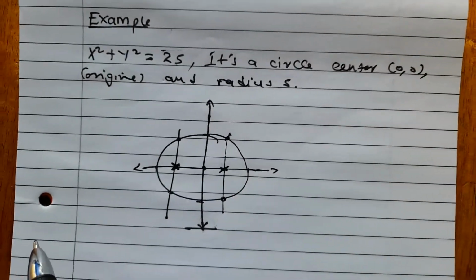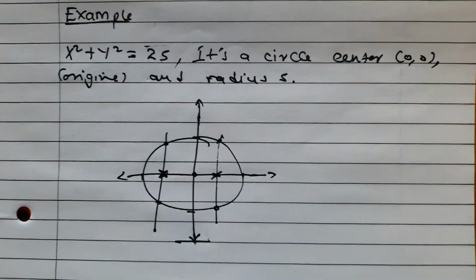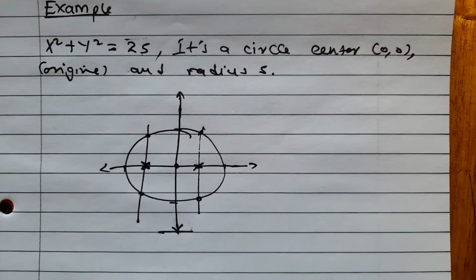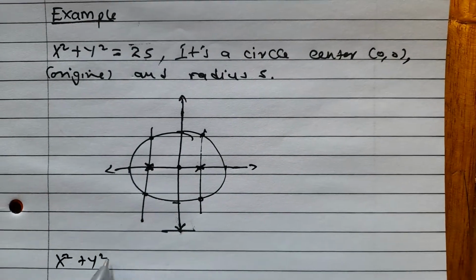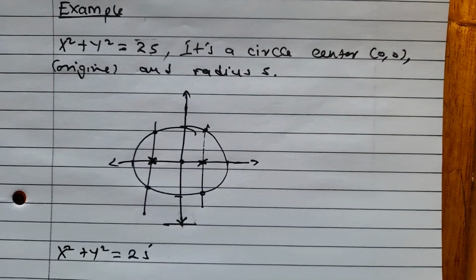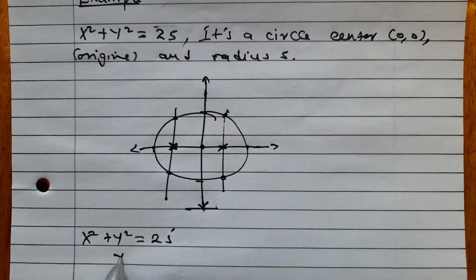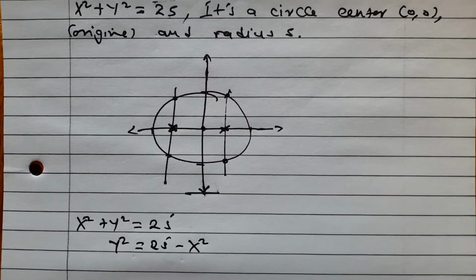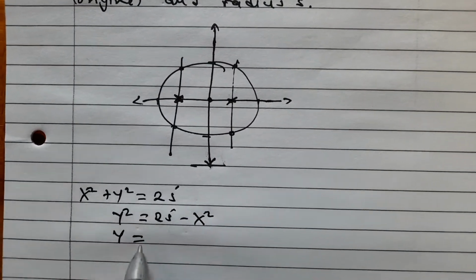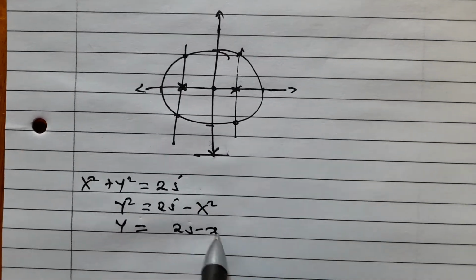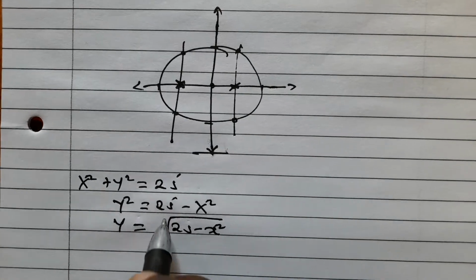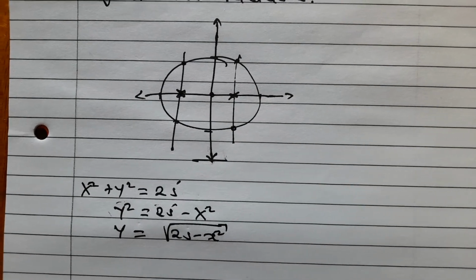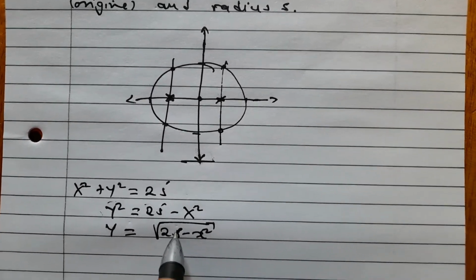However, we can test this by solving for y in the equation and seeing if it's actually a function. So x squared plus y squared is equal to 25. If we solve for y, you realize I'll be having y squared is equal to 25 minus x squared. I need to find the square root of both sides. So y is equal to the root of 25 minus x squared.